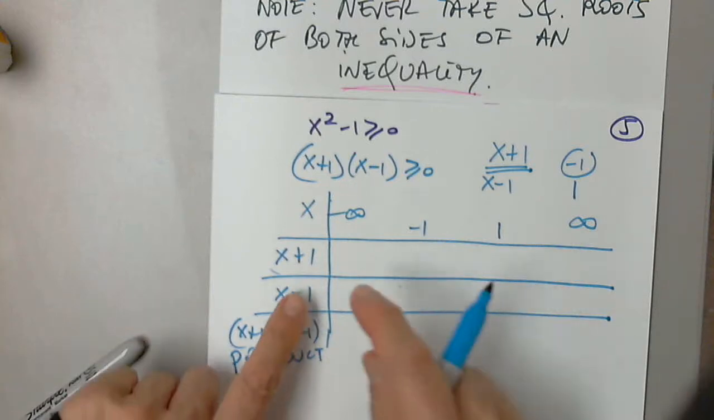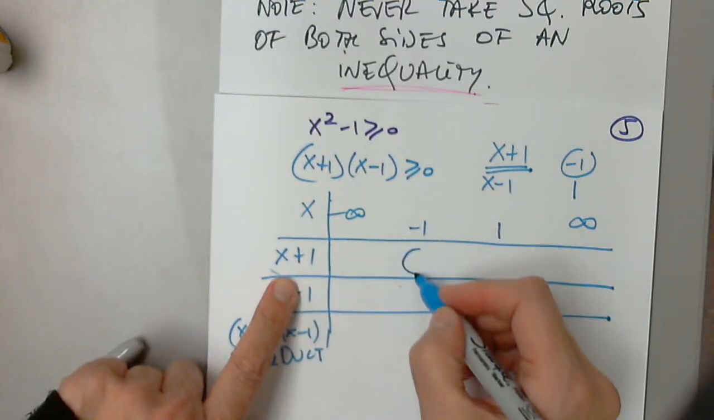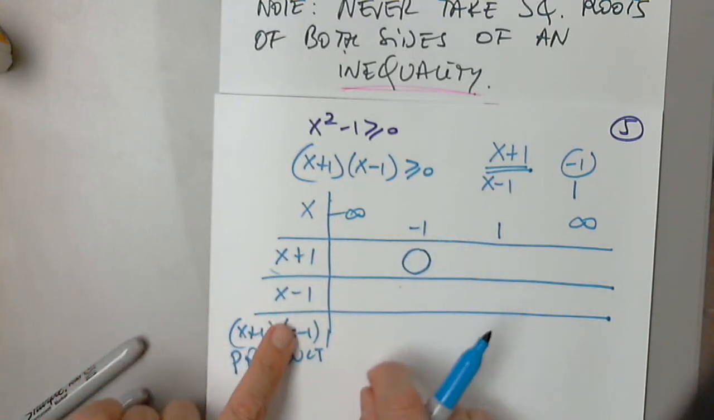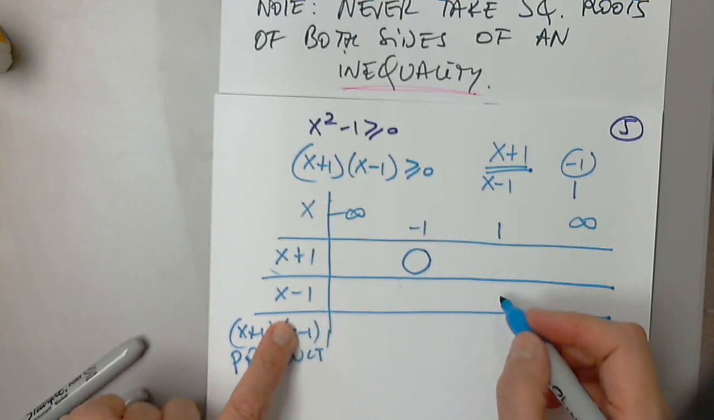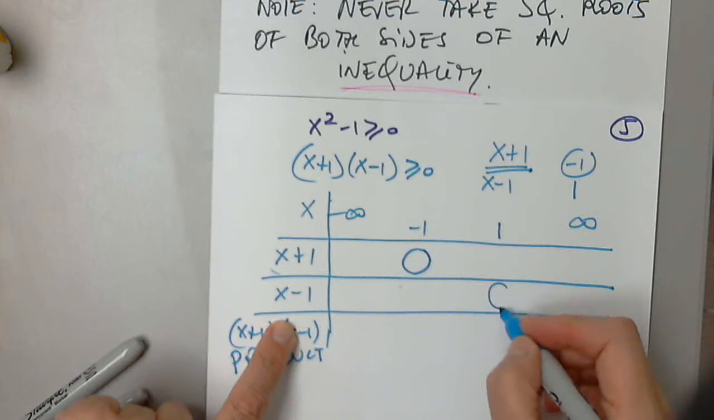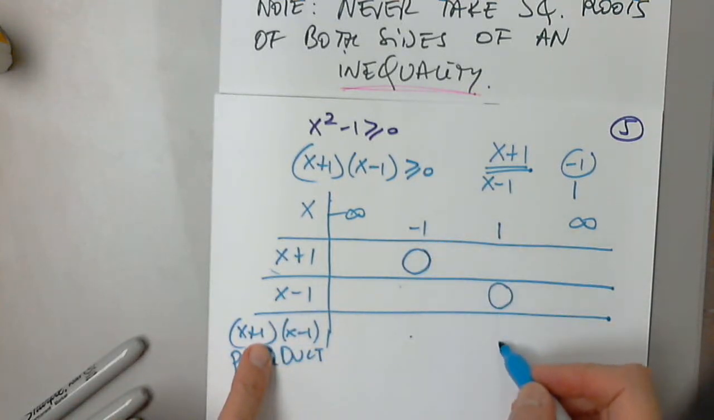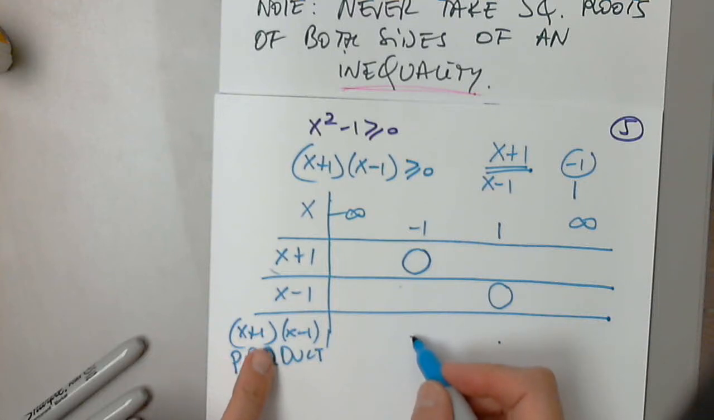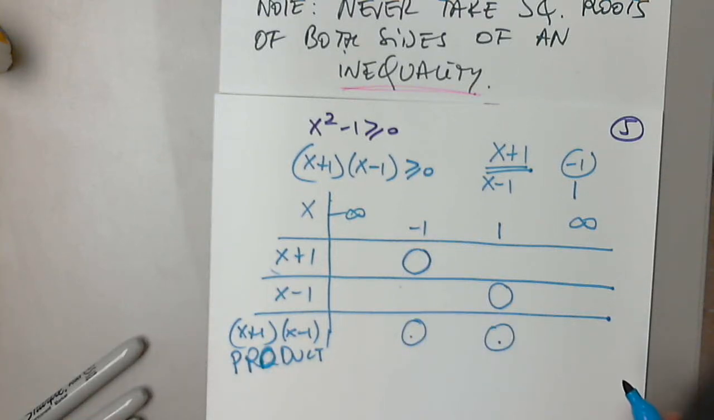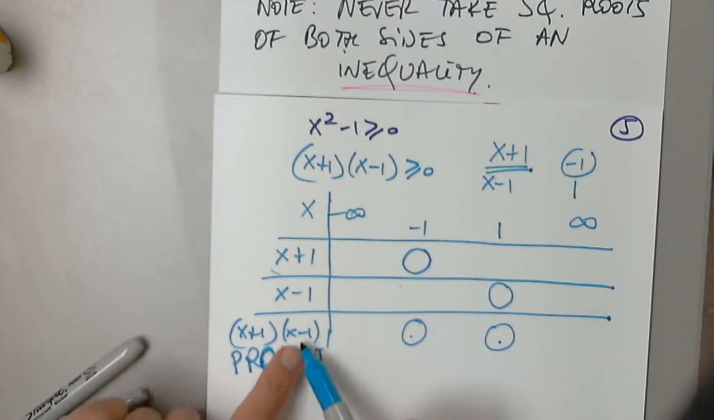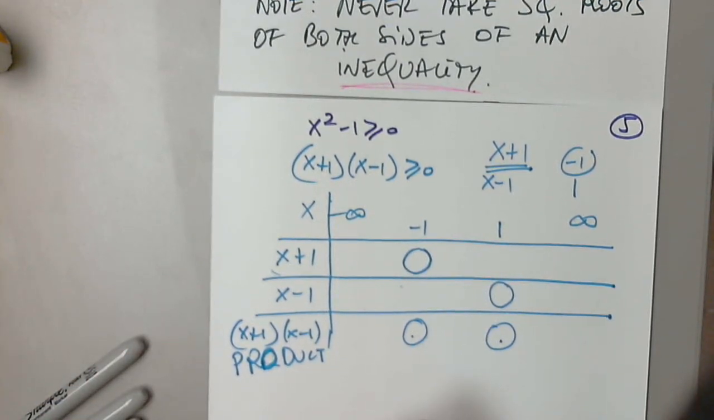Perfect. For x plus 1, I will write 0 under -1. For x minus 1, I will write 0 under 1. What will I write for the product under -1 and 1? Exactly, because one or the other is 0. So if x plus 1 is 0, the whole product is 0. If x minus 1 is 0, the whole product is 0.